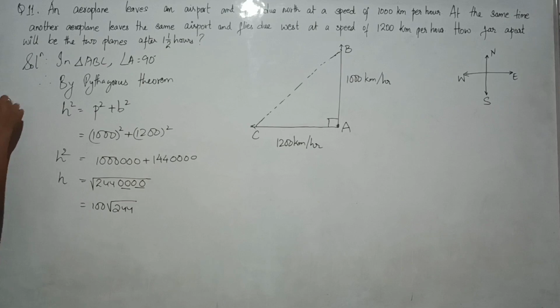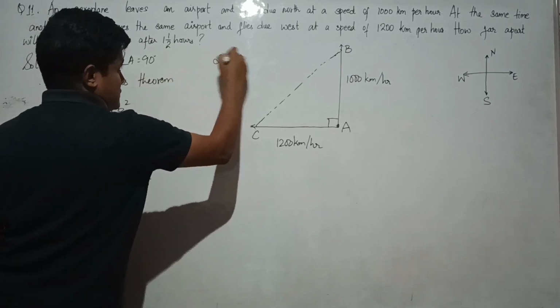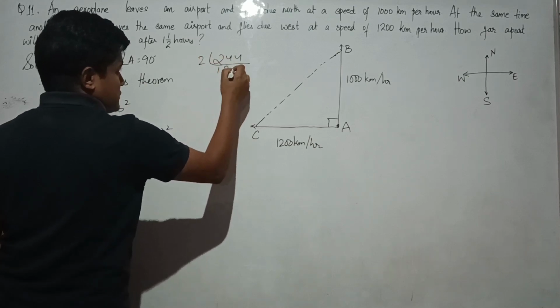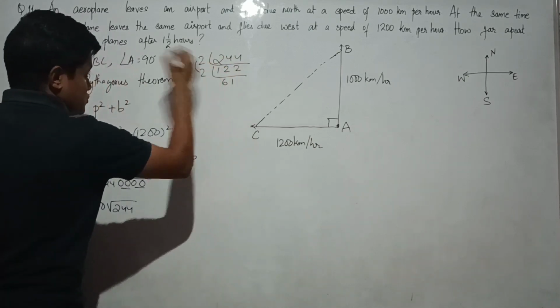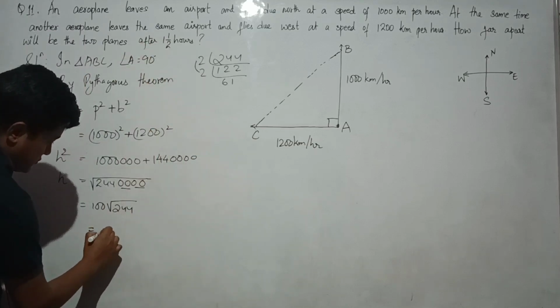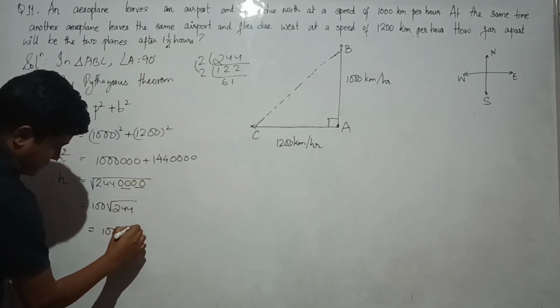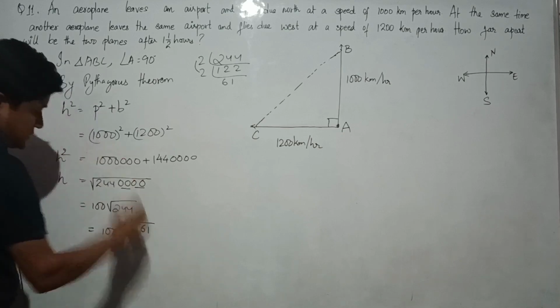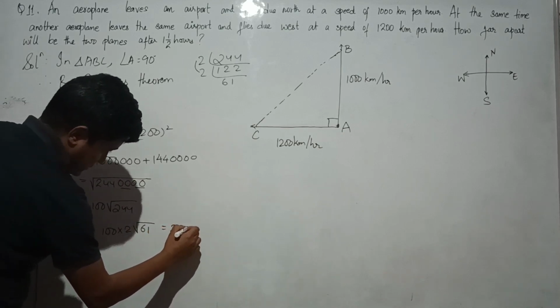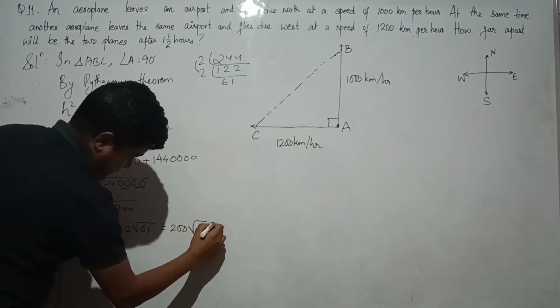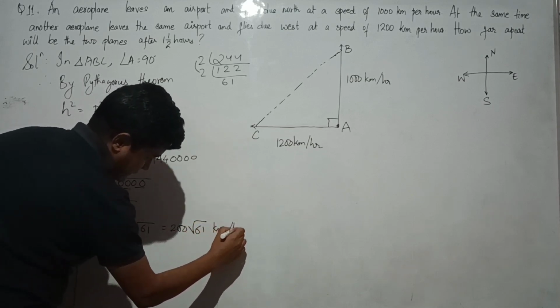Let us prime factorize 244. 2 1s are 2, 2 2s are 4, 2 6s are 12, 2 1s are 2. So 2 out of 2 2s comes out, 2 comes out and 61 will stay inside. So this is your 200 root over 61 km per hour.